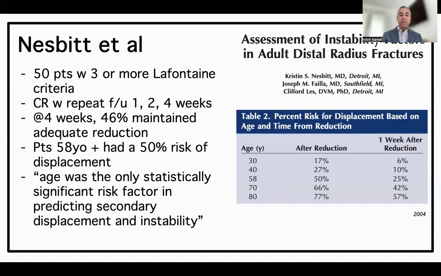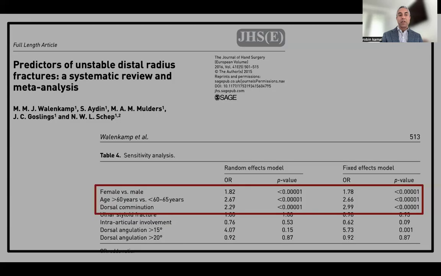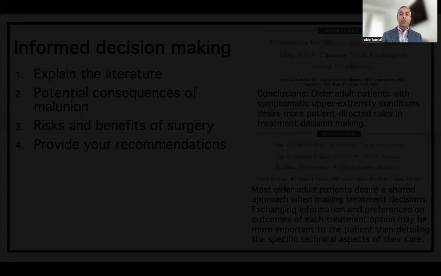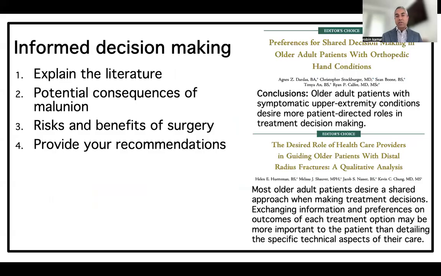There have been some studies suggesting that age is really the predictor of instability. Here's one from Nesbitt, and here's another systematic review showing that age, some dorsal comminution, and perhaps sex may be associated with risks of instability. Ultimately, when we're treating distal radius fractures in patients in this age group, it's an informed decision-making that requires a discussion with patients. So you discuss the literature, the potential consequences of a malunion, the risks and benefits of surgery, and you can discuss your recommendations.